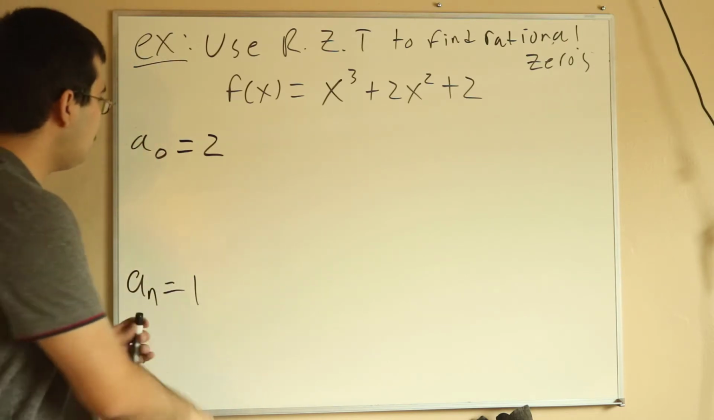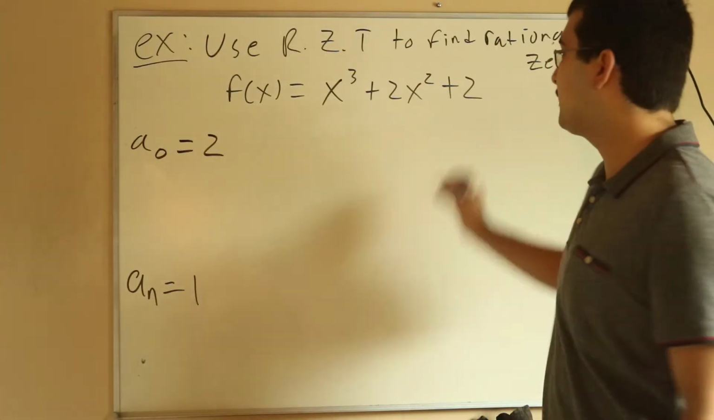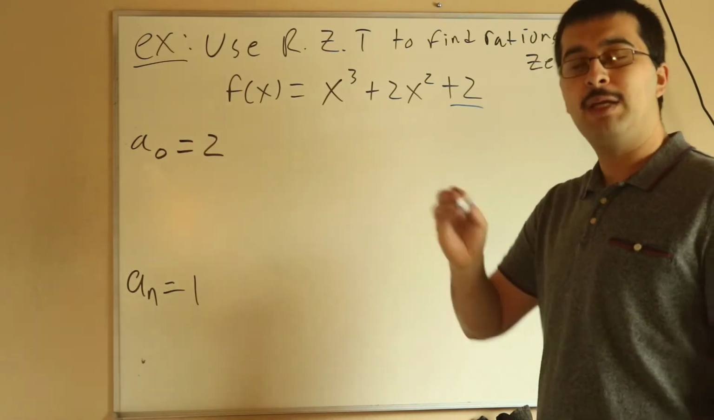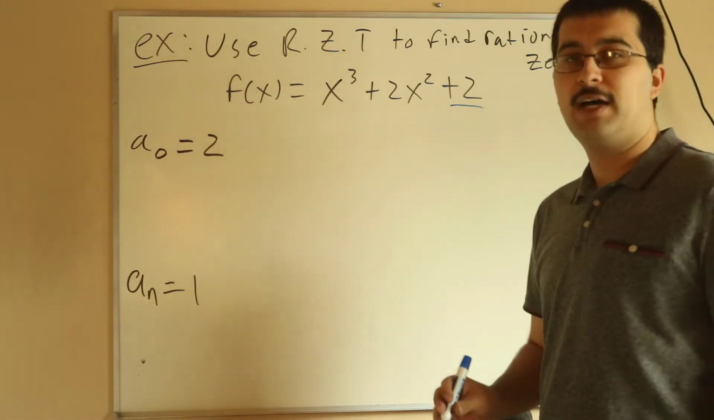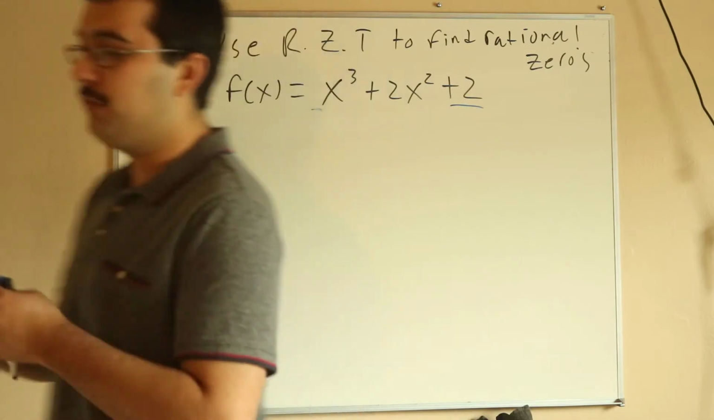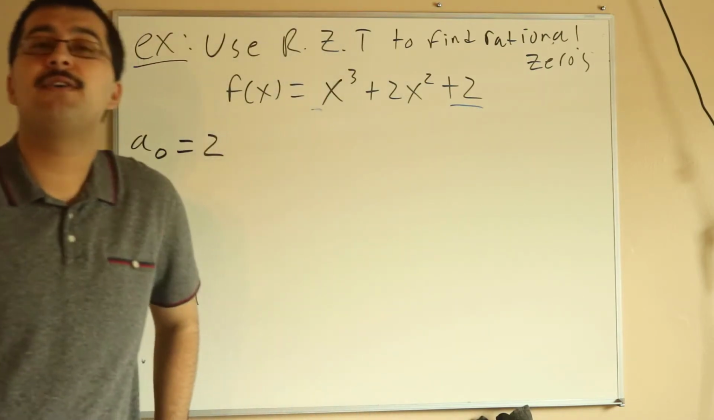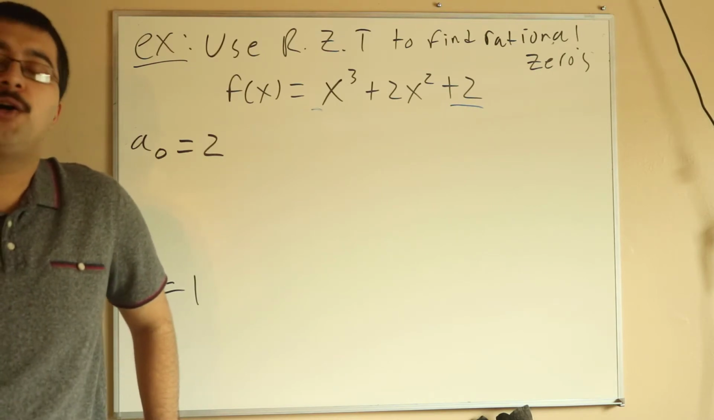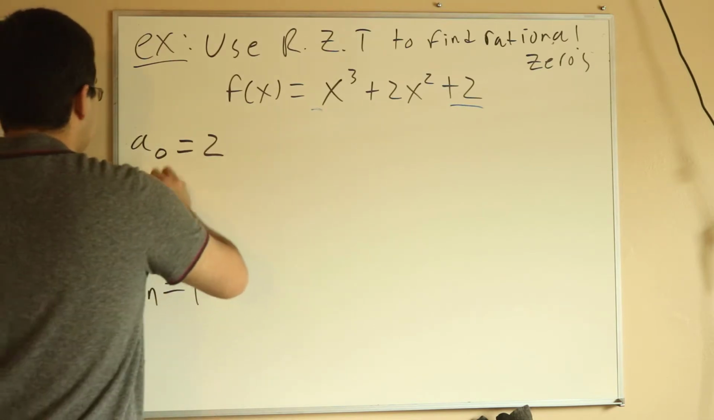Just to quickly review, a naught is always the constant term, there's our constant term 2, and a n is always the value being multiplied to the variable with the highest power. X cubed is the variable with the highest power, there is no number there, so there's an implicit 1. Okay, so moving on, our rational zeros test tells us that once we identify what a naught and a n are, we take all the possible factors of those two numbers.